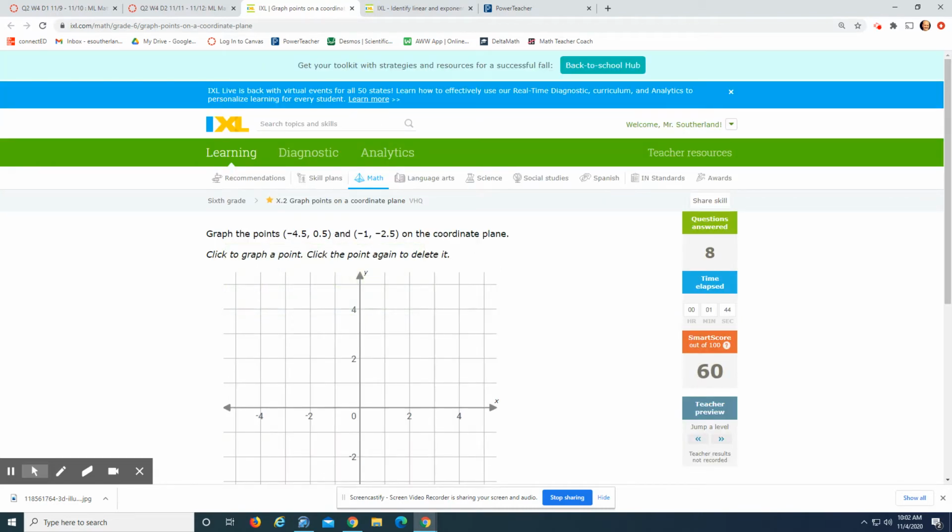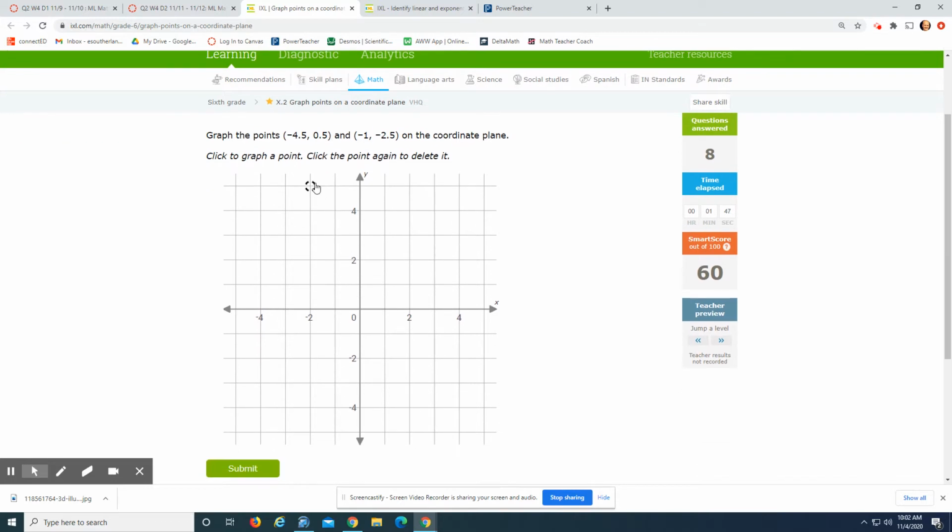-4.5, 0.5. Now these things are starting to get tough, and so you've got to think about this for a second. If I go to -4, that's right there. So 0.5 would be right here, and then 0.5 would be just up 1, and it goes right there in the middle. It's perfectly okay to have things fall in the middle. That's what that point is.